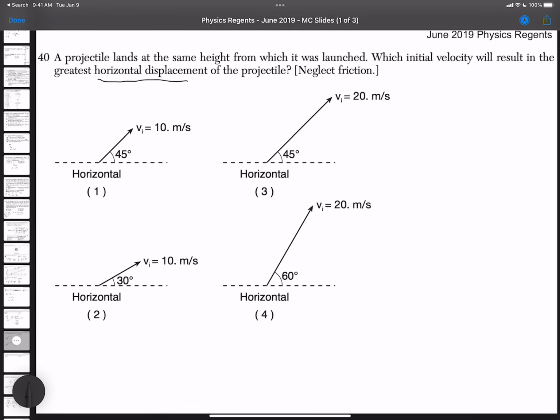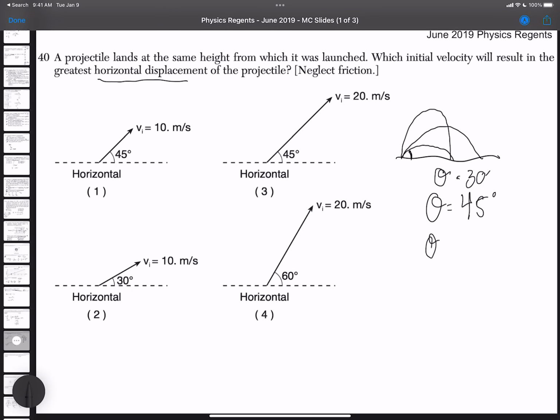So if we're talking about a projectile being launched, we might have a trajectory, a path that might look like this, or you might have one that looks like this, and one that looks like this. So it turns out at a specific speed, the greatest horizontal displacement comes when the angle is 45 degrees. If you're at an angle less than that, so let's say you're at an angle of 30 degrees, that would be this angle here, you will not go as high.